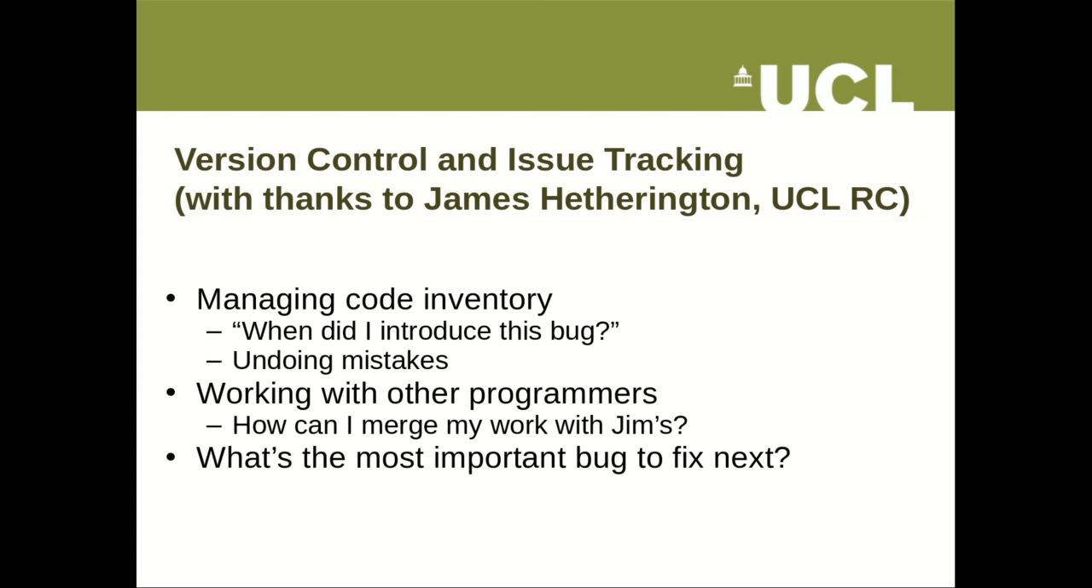And the issue tracking section, which we're not going to talk about very much, is something that comes free with the particular revision control system that we're going to look at, called Git and GitHub. The issue tracking allows you to track what bugs have been identified either by yourselves or by your users, and then decide which is the most important bug to fix next.